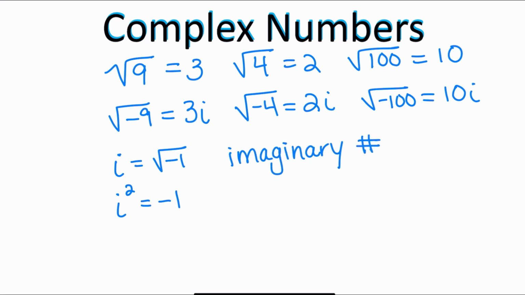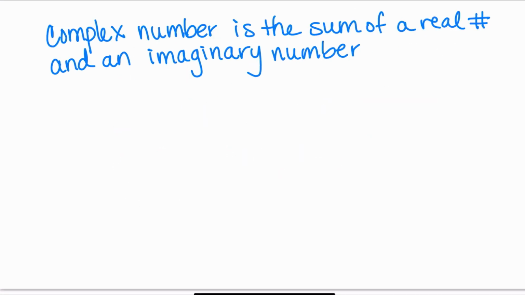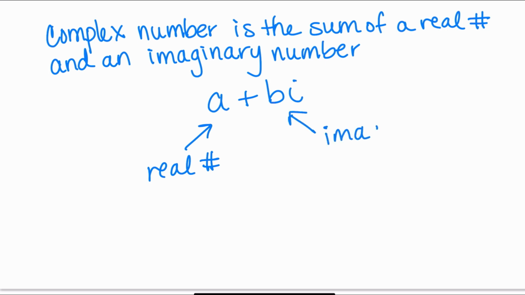When we talk about the sum of a real number and an imaginary number, then that's what's called a complex number. So we're going to write it as a plus bi, where a is the real number component and bi is the imaginary number component. And this is what's called in a lot of textbooks as writing this in standard form.